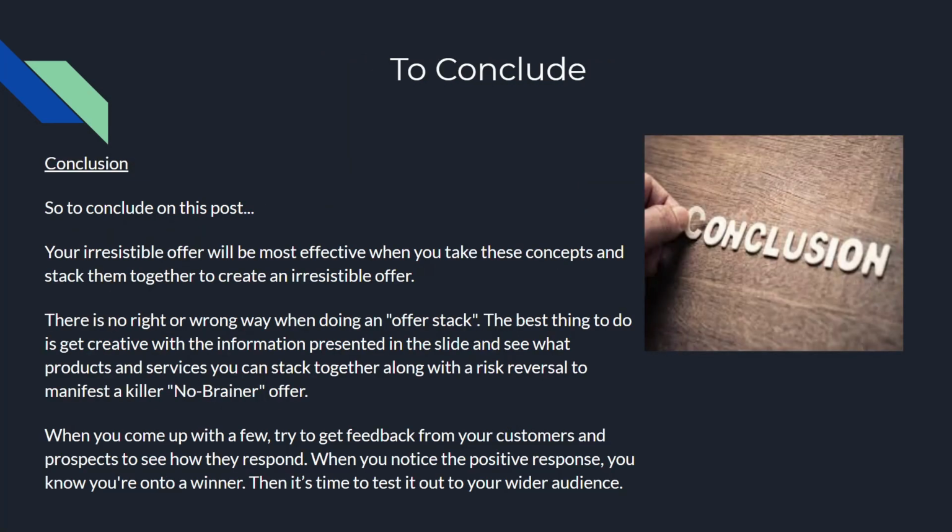So to conclude, guys, your irresistible offer will be most effective when you take these concepts and stack them together to create an irresistible offer, all right? And there is no right or wrong way of offer stacking here. The best thing to do, as I mentioned before in a previous slide, is to get creative with the information that's presented in the slide here and see what products and services you can bundle, stack together, along with a risk reversal, for example, to manifest that no-brainer offer, okay?